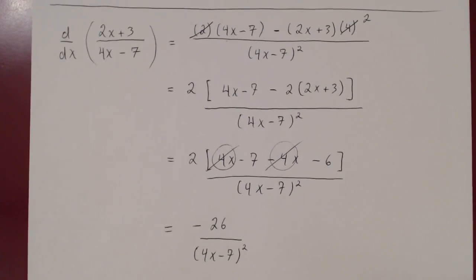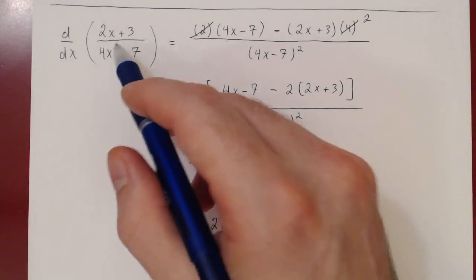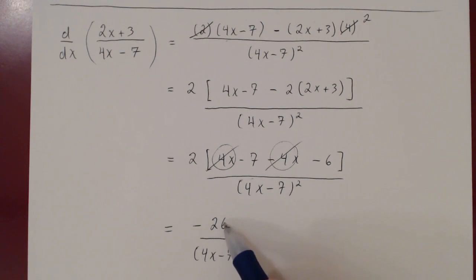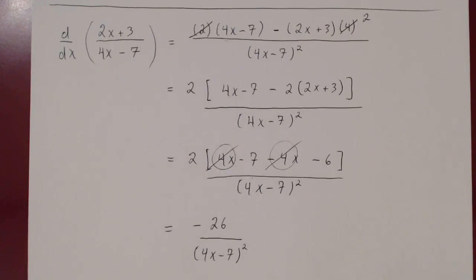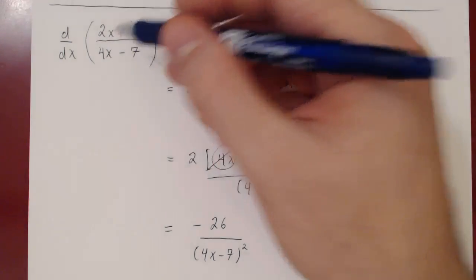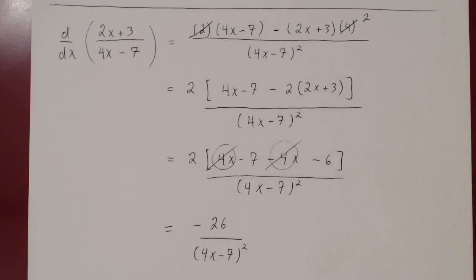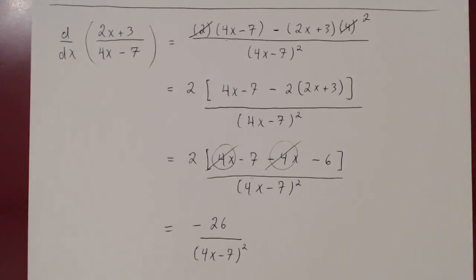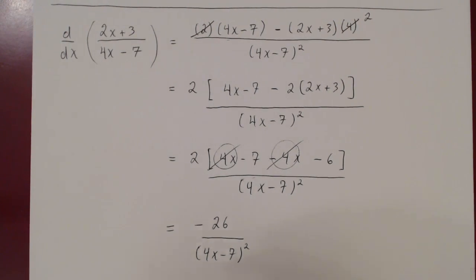And there you have it. The derivative of 2x plus 3 over 4x minus 7 is just negative 26 over 4x minus 7 squared. And you see it's much faster with the quotient rule finding the derivative of a quotient than it would have been with the limit. Let's do one more example where we have on the top not just lines but additional powers of x.